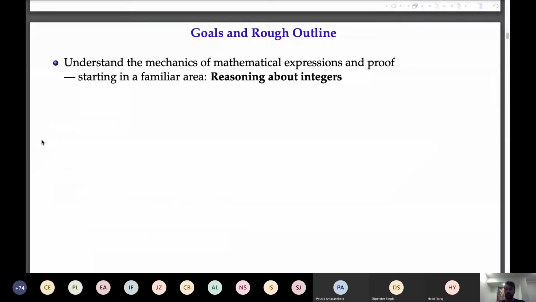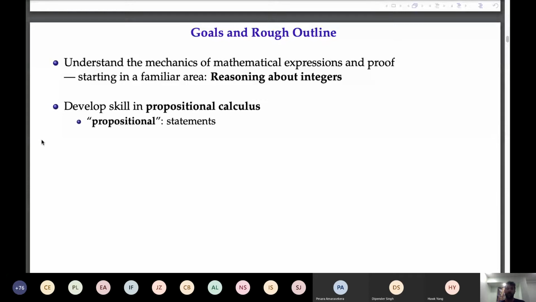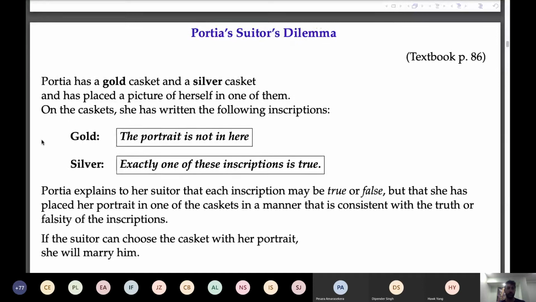The purpose of the class is to get us familiar with integers, to develop skills in propositional calculus. This is not calculus as you have seen it in first year. Propositional means statements that are either true or false, so not numbers. And the word calculus means to calculate, from the origins.